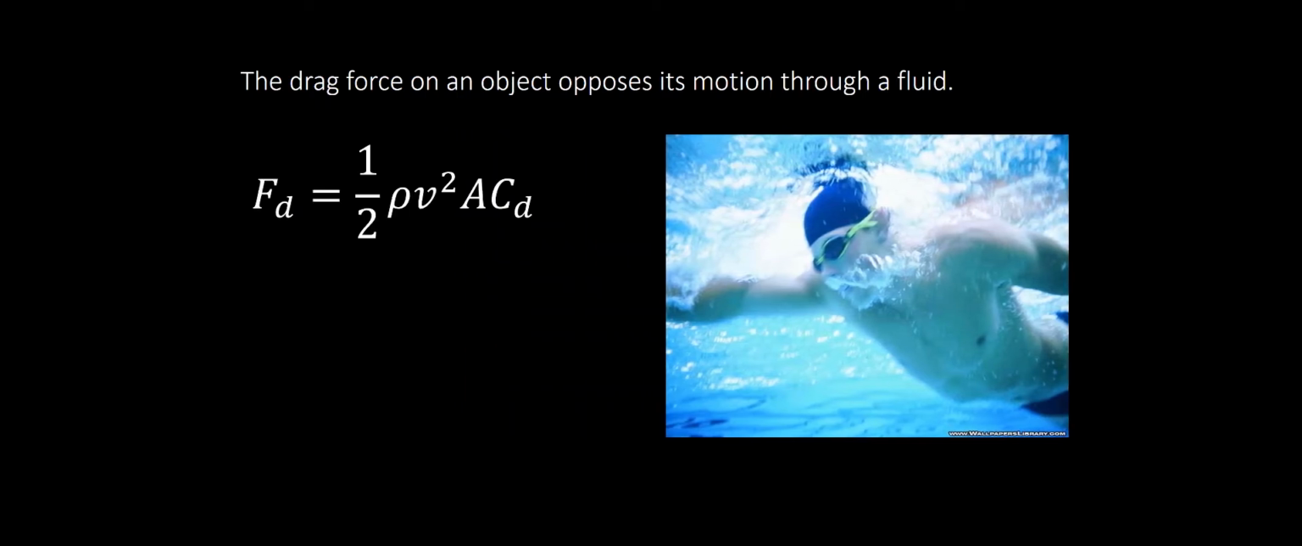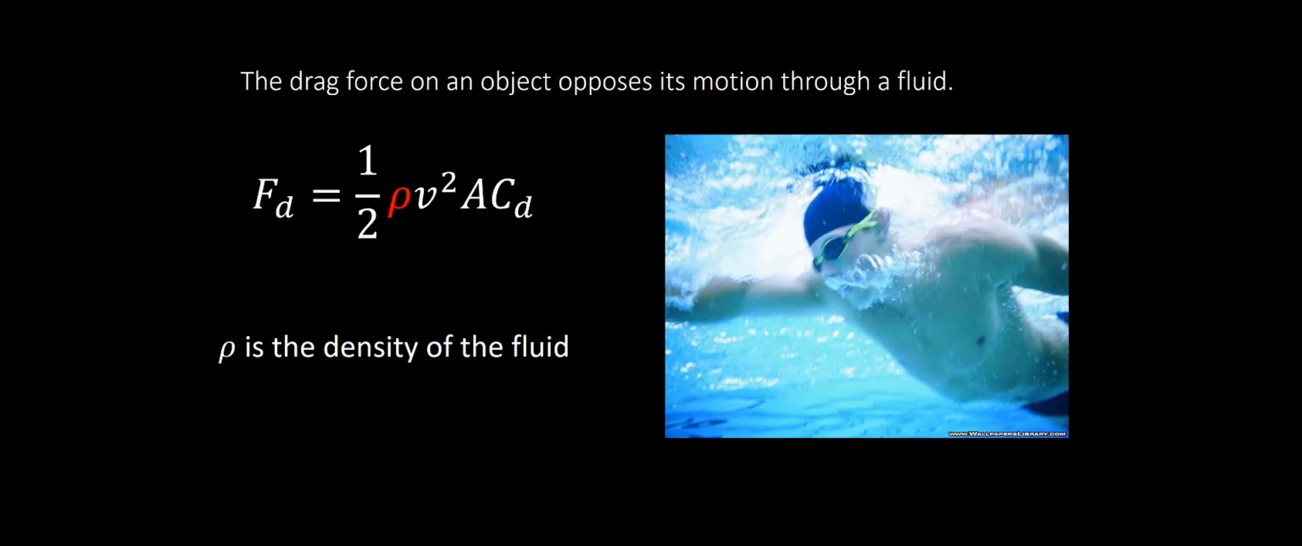The equation shown here is how we calculate the drag force for an object moving through a fluid. It has a lot of different components, but once we break it down, it will make sense. In the equation, the FD stands for drag force. So all the equation is saying is 1/2 times V squared times ρ times A times CD equals the drag force.